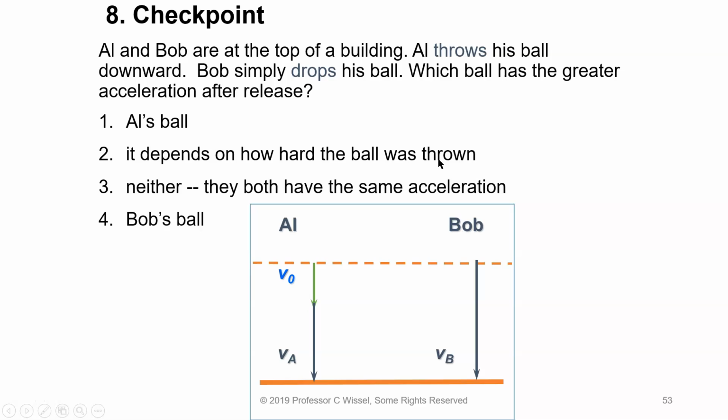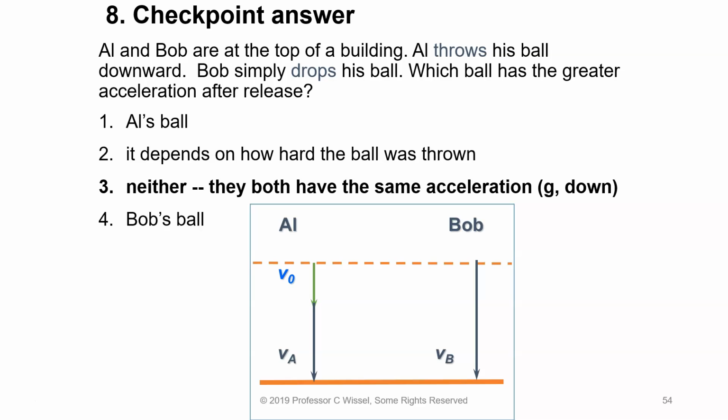Al and Bob are at the top of a building. Al throws his ball downward. Bob simply drops his ball. Which ball has the greater acceleration after release? Trick question. They're in free flight. They've released the ball. They have the same acceleration. And you know what it is?